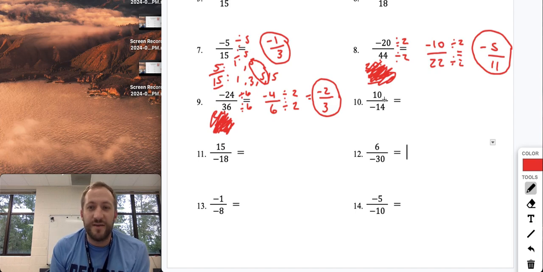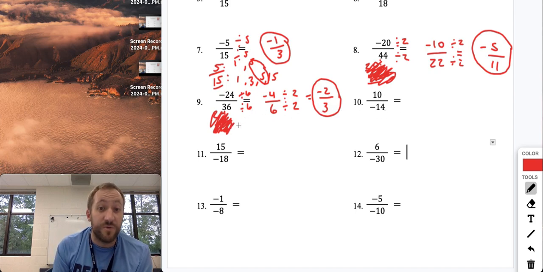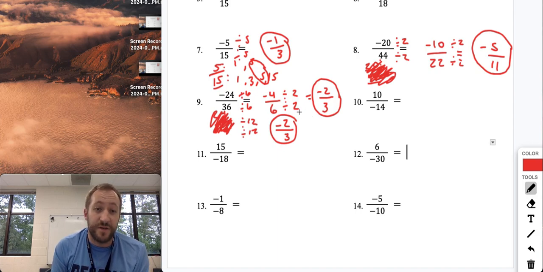So the next one, 10 and negative 14. Oh, wait, let me go back to this. Hang on one second. If I really wrote out the factors, eventually I would find the greatest common factor is actually 12. Negative 24 divided by 12 gives me negative 2. 36 divided by 12 gives me 3. And look, I get the same answer either way. Sometimes you have to do it in steps because you're trying to do it in your head, and that's cool. Eventually you're not going to write all the factors. You're just going to be trying to think about this.